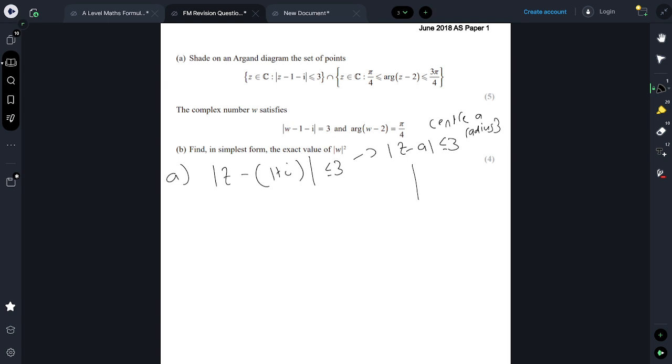So it's going to look like this, right? So the centre is 1 plus i here, with a radius of 3. So it's going to look like that. And obviously inside the circle, anything that's less than 3 has to be inside. And then the second part is pi over 4 less than or equal to arg of z minus 2, less than or equal to 3 pi over 4.